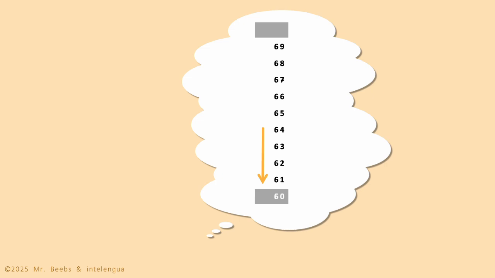60 has 2. 70 has 2. 10 has 2. And 20 also has 2. These all have 3 digits, and so does 990. But 1000 has 4, adding the next place value.